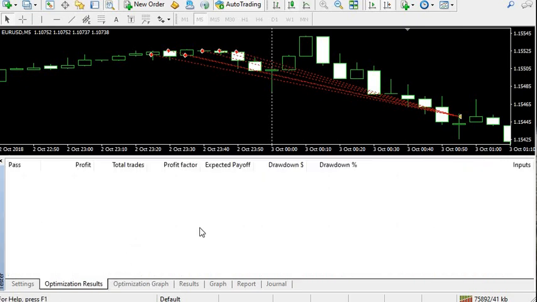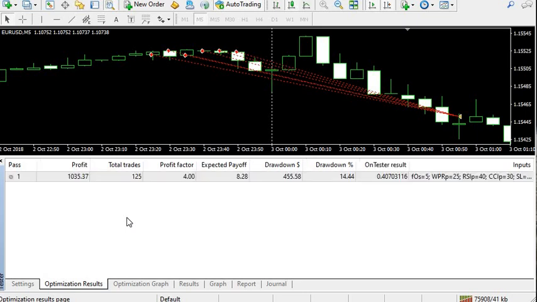As soon as the results come in, I'm going to show you where you can see the ratio and what it means. I will later also show you how to download the optimizations that I have made for the EA.